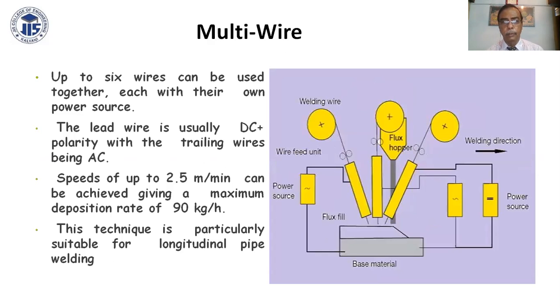Multi-wire. Up to 6 wires can be used together, each with their own power source. The lead wire is usually DC plus polarity, with the trailing wires being AC. A speed of up to 2.5 meter per minute can be achieved, giving a maximum deposition rate of 90 kg per hour. This technique is particularly suitable for longitudinal pipe welding.